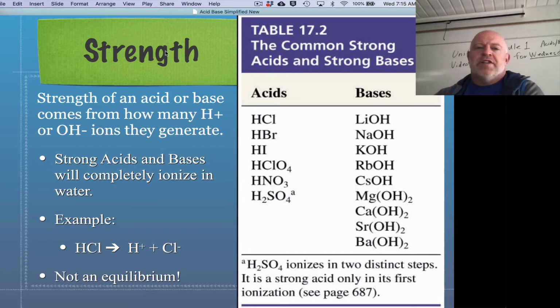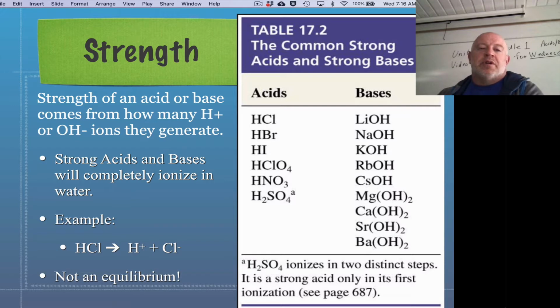The strength of an acid or base is relative to how many hydrogen ions for an acid, or how many hydroxide ions for a base, they generate. So if I put a mole's worth of acid into solution, what percentage of that acid generates hydrogen ions? Or if I put a mole's worth of base into solution, what percentage of that base generates hydroxide ions?